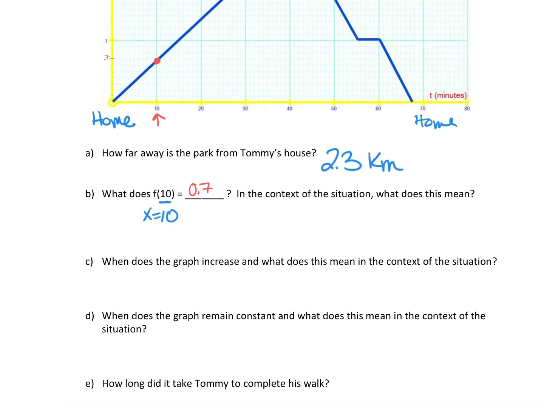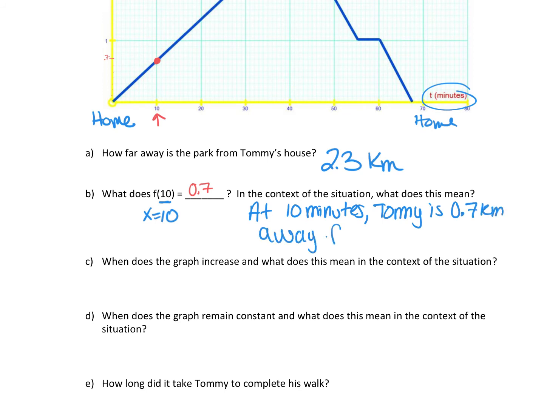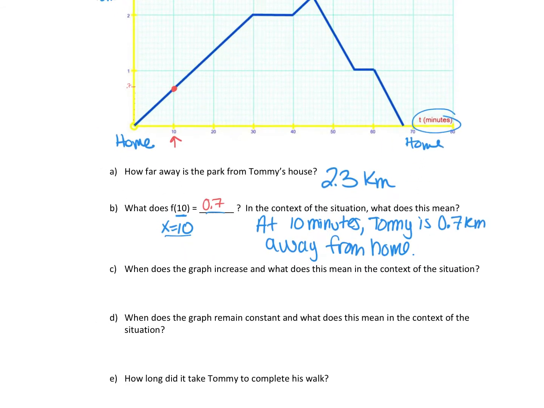Well, our x stands for minutes. So it would mean at 10 minutes, Tommy is 0.7 kilometers away from home. So basically we're going to take our two numbers and then put it in a sentence using our labels.